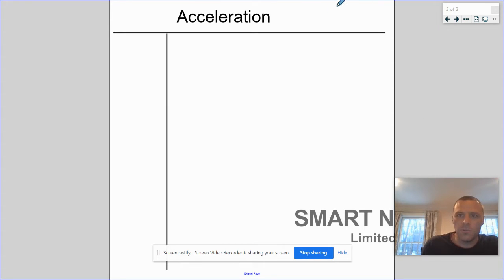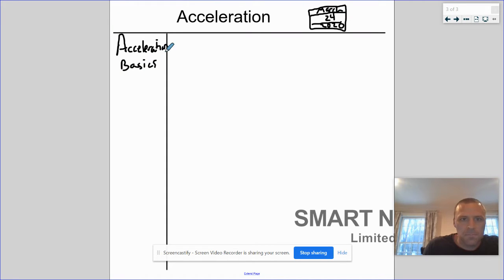I have my notes page, but today is March 24th, 2020, and we're just going to do some acceleration basics, and then I'll do one more topic down here. So there's two left-hand topics for the day. The first one is, what is acceleration?